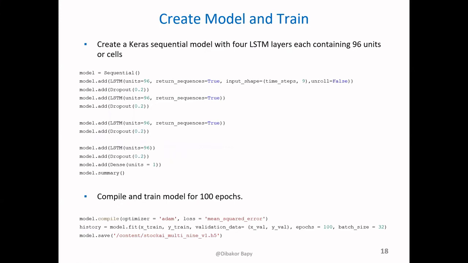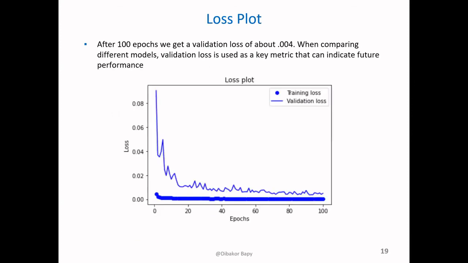Here I create a Keras sequential model with 4 LSTM layers, each containing 96 units. Then I add 20% dropout after each LSTM layer. I compile and train the model for 100 epochs. This is the loss plot. It starts to flatten after 8 epochs. I use validation loss as the key metric to compare different models.